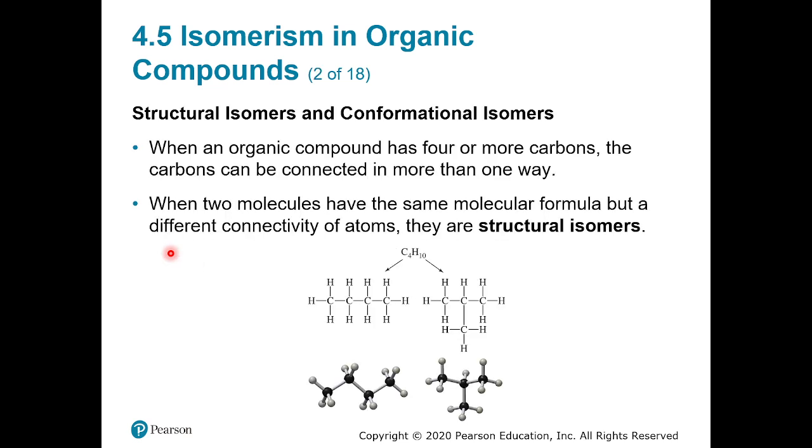All right, so let's go ahead and look at some structural or conformational isomers. When an organic compound has 4 or more carbons, the carbons can connect in more than one way, and this can give you very different structural isomers. So when 2 molecules have the same molecular formula, see these are both C4H10, right? We can have wildly different connectivity, how they're actually put together.